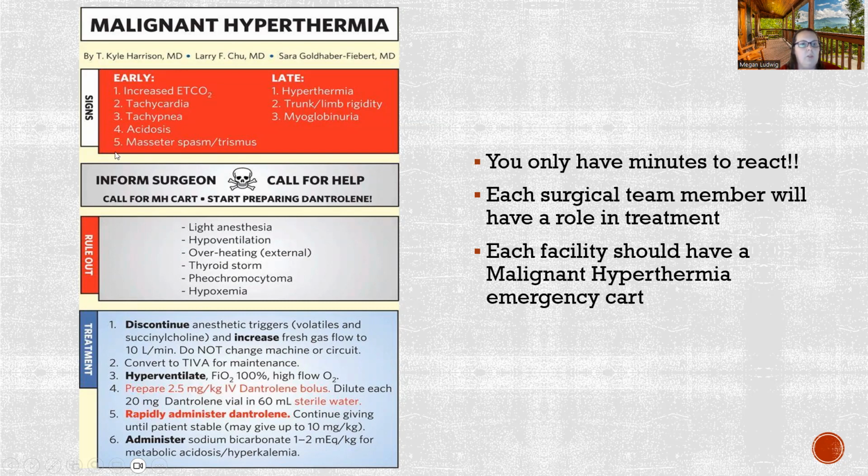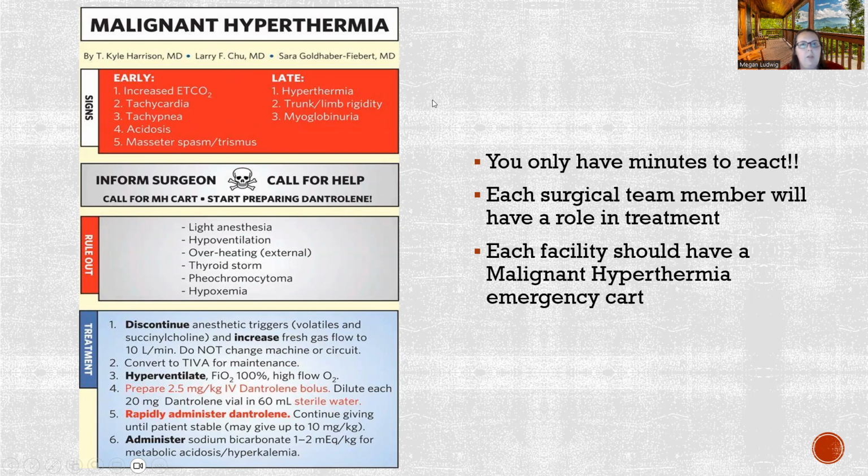You're also going to see masseter spasm. So that's your muscle that helps you chew right here on your jaw, the masseter muscle. So even though they might be anesthetized, they can't tell you what's happening. That could be something you could see, right? Now, later signs, and sometimes this number 1 here, hyperthermia, is kind of a mid to late sign.